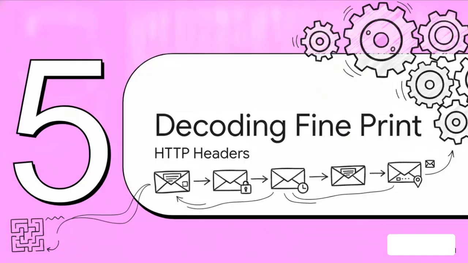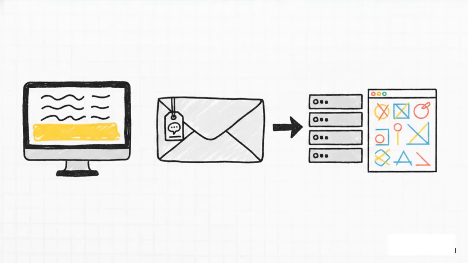Finally, Part 5. Decoding the fine print. HTTP headers. Because HTTP is inherently stateless and pretty simple, it really needs a way to pass complex context and instructions, and it does this through headers. Think of these as the fine print attached to your request.